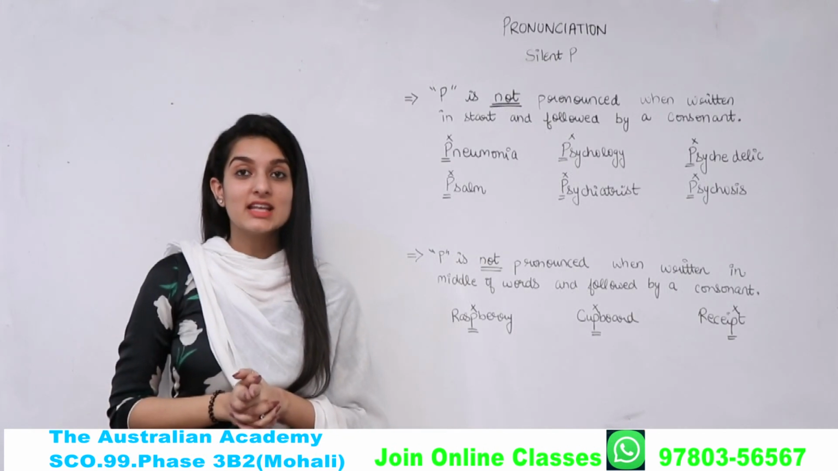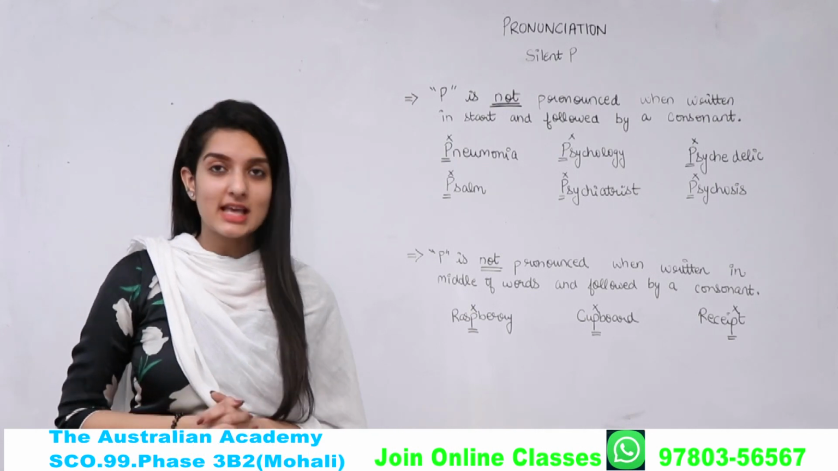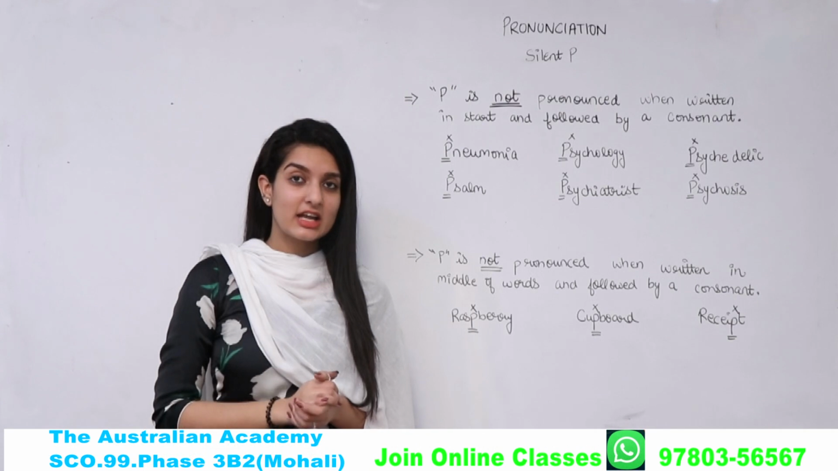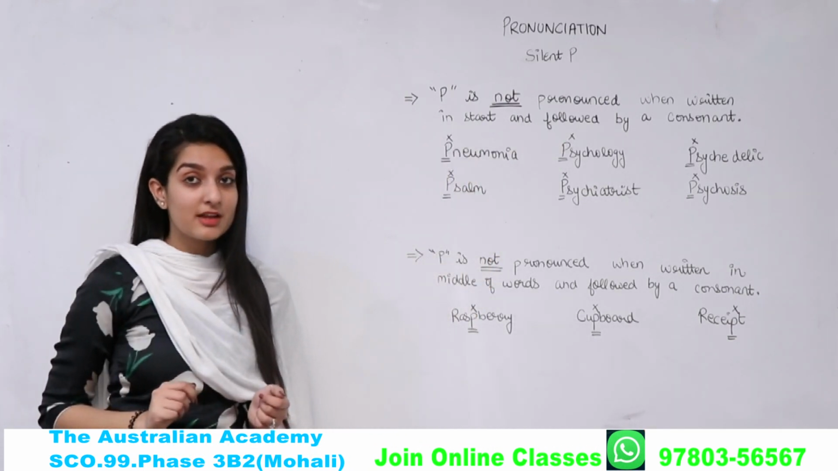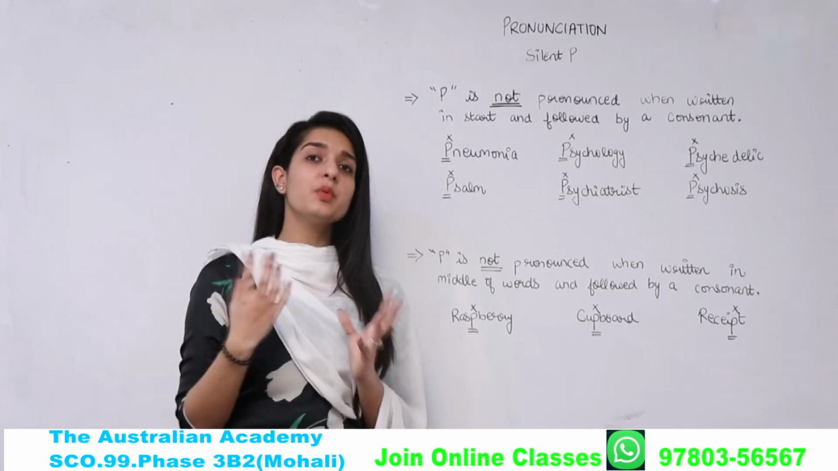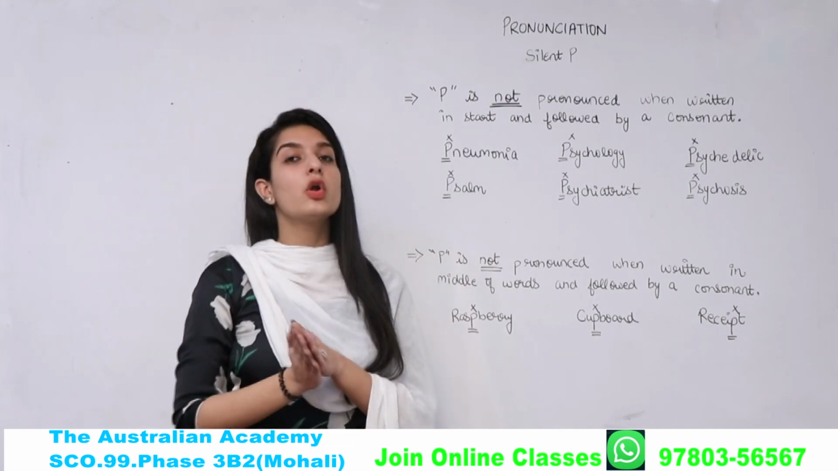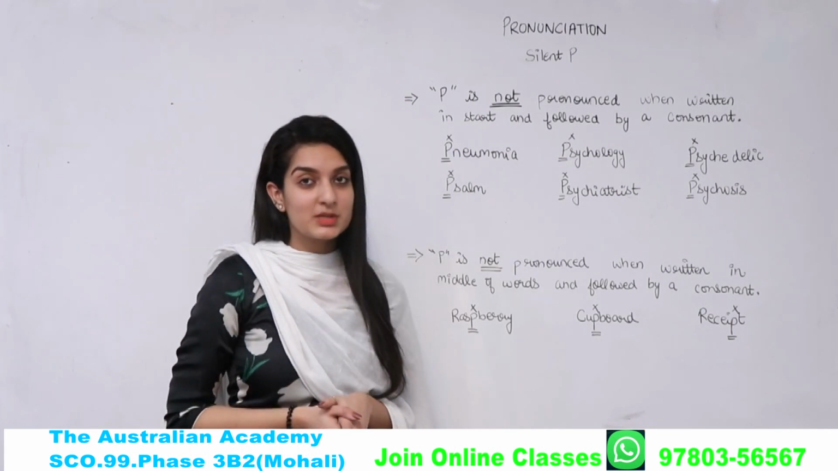Now let's look at the alphabet P. Now generally, when is P going to be silent in a word? We have two rules for this. The first rule states that P will not be pronounced when written at the start of the word and followed by a consonant. So whenever we have a word whose first alphabet is P, followed by a consonant, many times chances are that P is going to be silent.